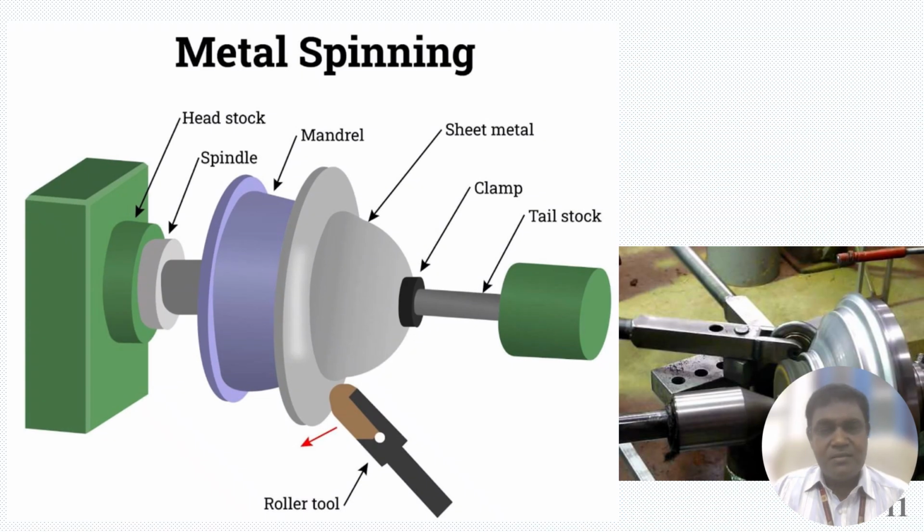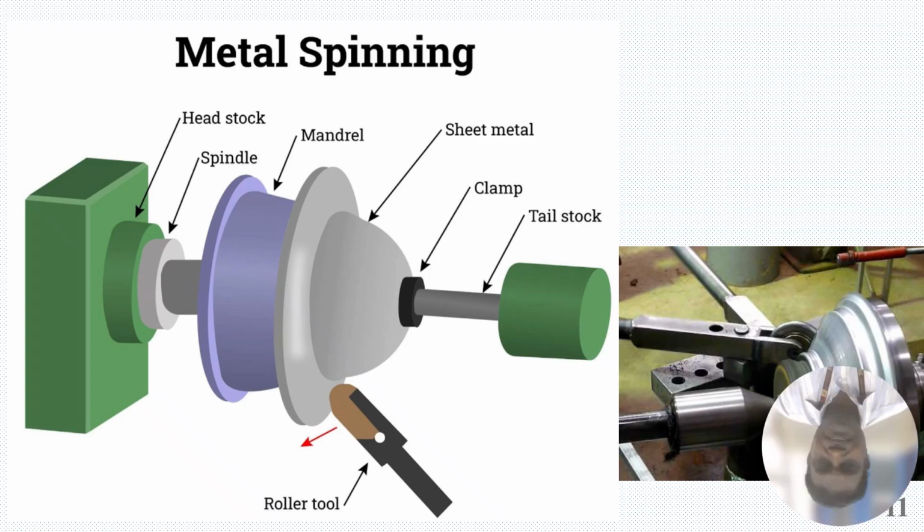Next is another example of hot spinning, like on a simple lathe machine. We mount the chuck, and the job is rotating. The sheet metal is kept here with the clamp and tailstock, and we use the specified tools. We pressurize these tools in this manner, and this shape will be formed.